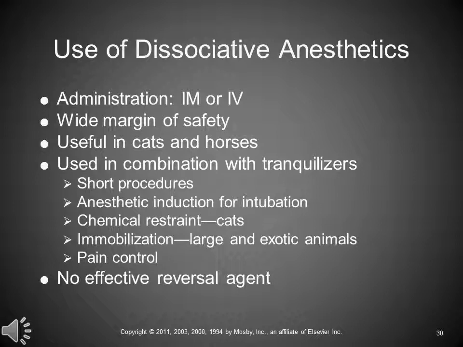But there is no effective reversal agent. Unlike some of the other ones, there is no effective reversal agent. You give them, you're stuck with them. There's no way to make them go away. You can make the alpha-2 agonist go away. You can make the benzodiazepines go away. There's a specific antagonist for the benzodiazepines, which is flumazenil. They go away. Ketamine, tiletamine, you just have to ride them out.